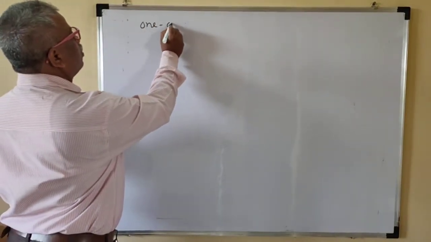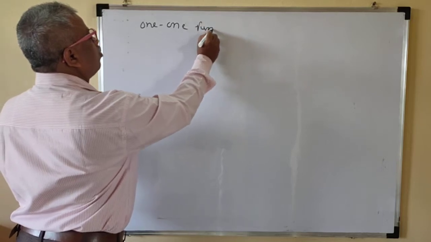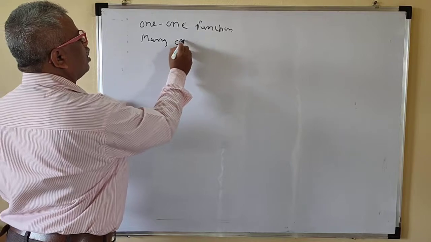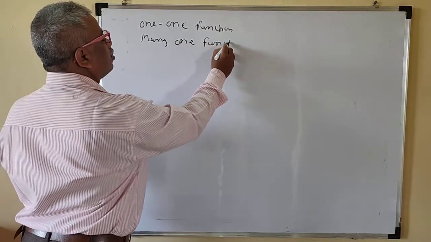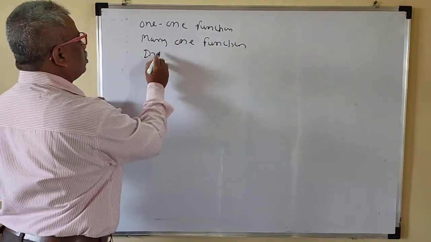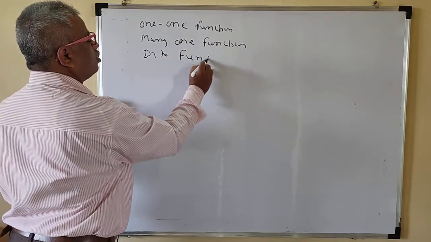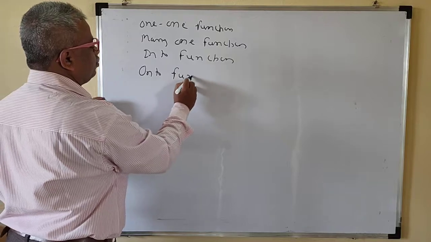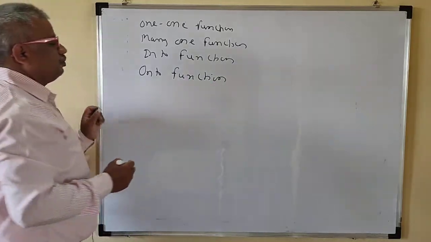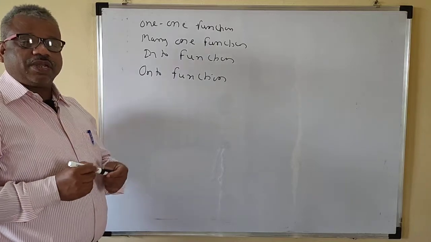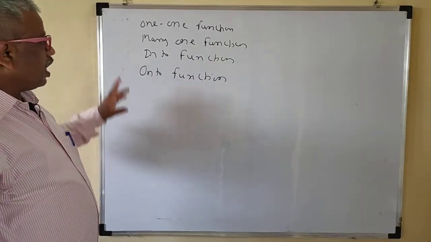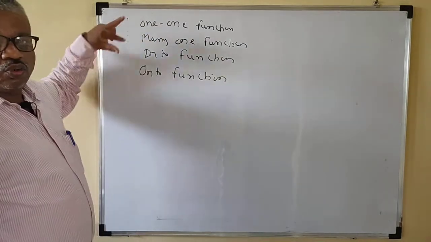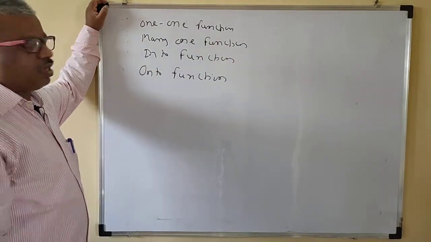What? One-one function, many-one function, into function, and onto function. These four types are very important here. So that means if you consider a function, it always falls under two types of function.